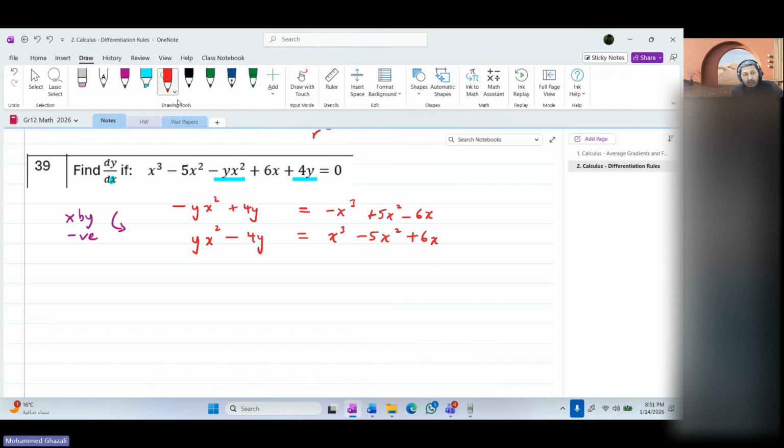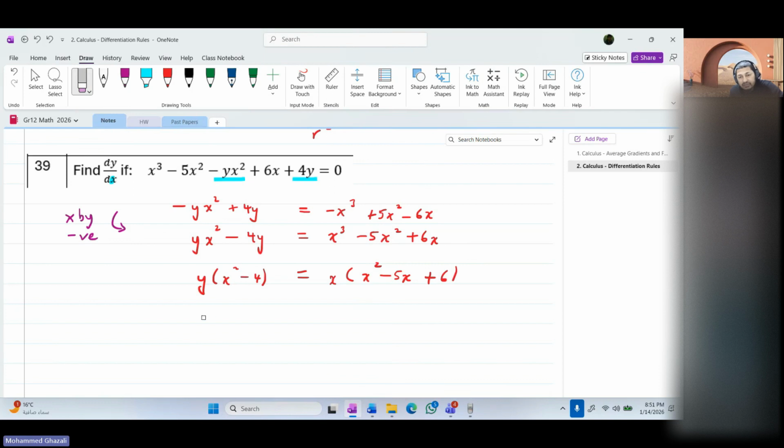We're trying to solve for y, all right? So to solve for y, we have two y's here. So let's take out y as a common factor, and we're left with x squared minus 4. And what's on this side? We can take out x as a common factor here. So we got x into x squared minus 5x plus 6, right?